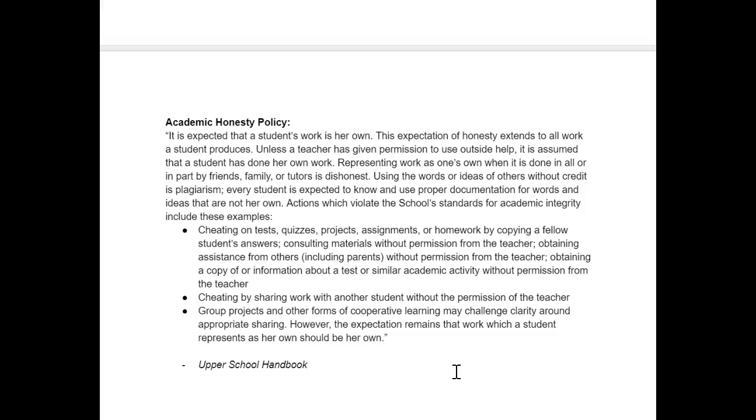So basically, when I get the work from you, it should look like you did this work independently at some point. Can you do collaboration leading up to that independent work? Absolutely. But ultimately, what you should be turning in is your own work informed by your collaboration.